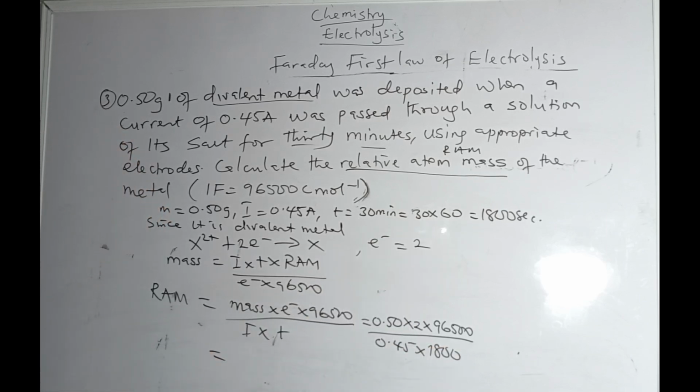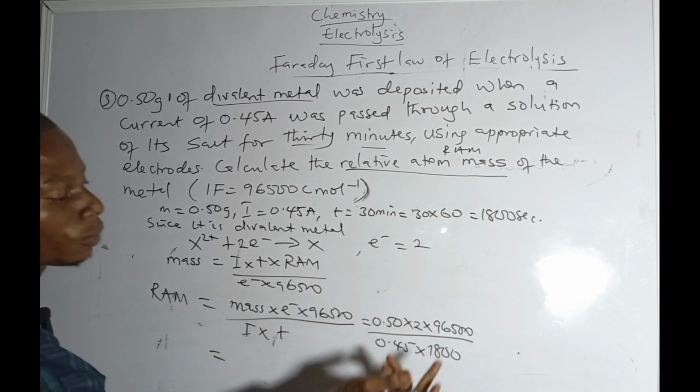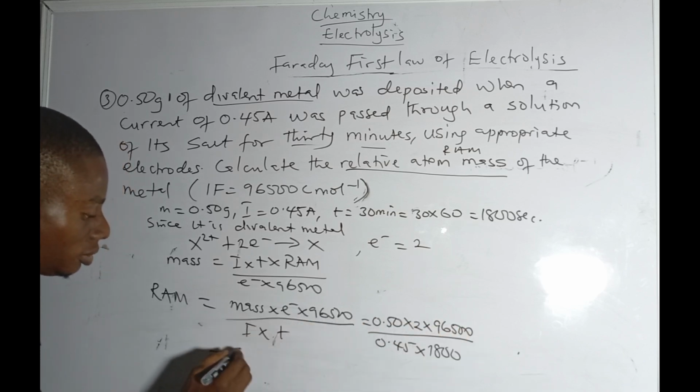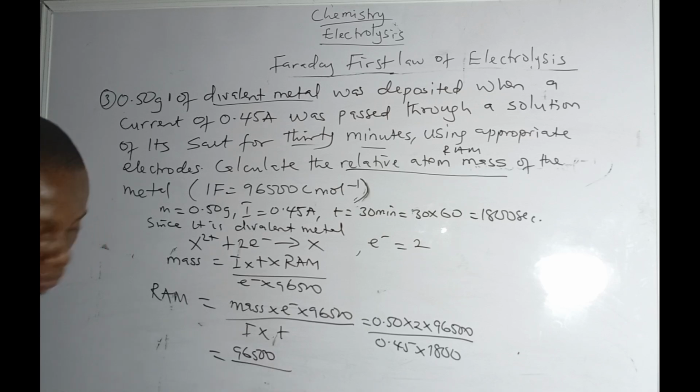So you use your calculator. So 0.5 times 2 times 96500. So 0.5 times 2 is just like 1. So times 96500. This one is just like 1. So it will just give us 96500 over 0.45 times 1800. So 0.45 times 1800, that's 810. So 810.